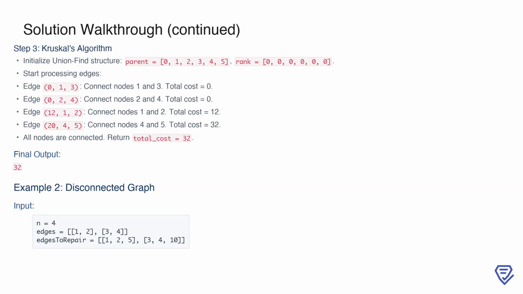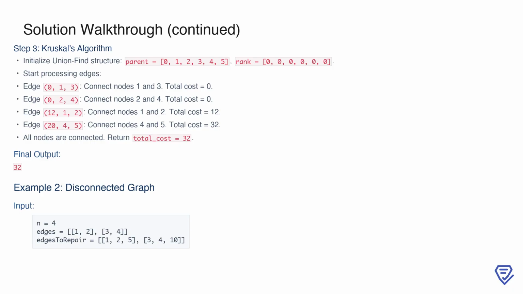With the graph prepared and sorted, we proceed to find the minimum cost to connect all nodes using Kruskal's algorithm. First, we initialize the union find structure. The parent array is 0, 1, 2, 3, 4, 5, where each node is its own parent initially, and the rank array is 0, 0, 0, 0, 0, 0, which tracks the depth of the trees. Now, we process the edges in the sorted order.